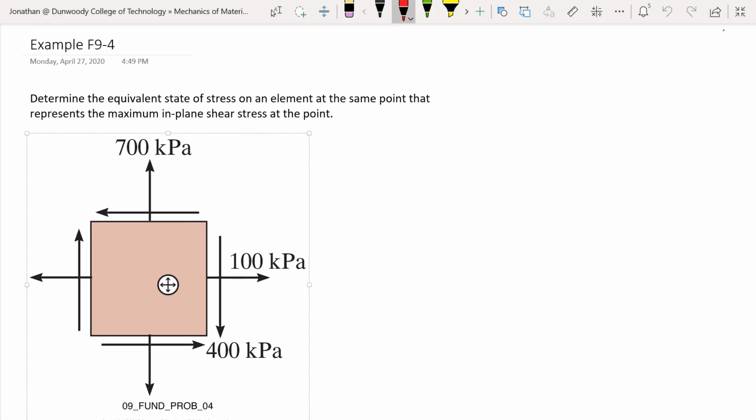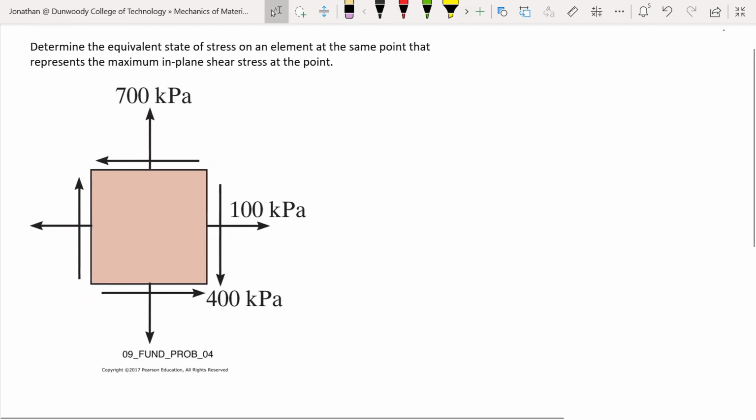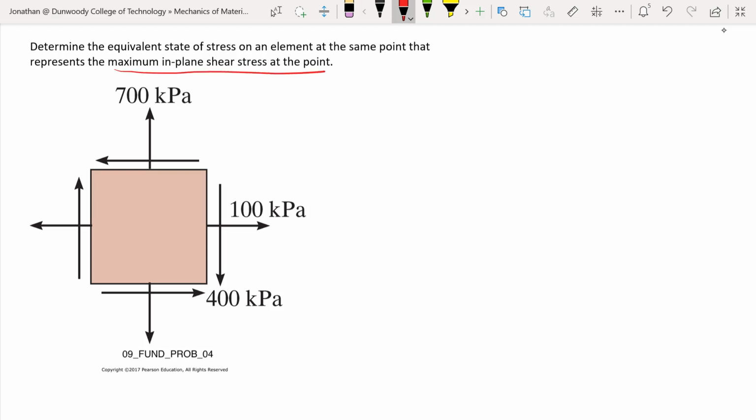I'll be working through a quick example on principal stresses and state of stress, max in-plane shear, etc. from Hibbeler. This is example F9-4. So we're given this state of stress here, and we're asked to find the max in-plane shear stress at this given point.